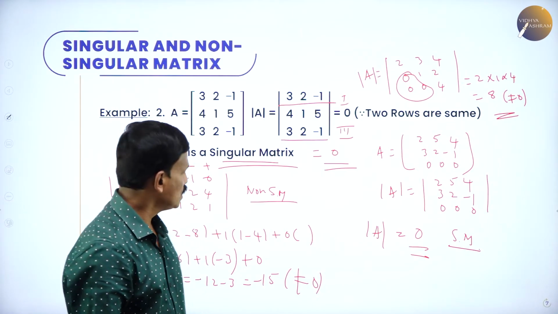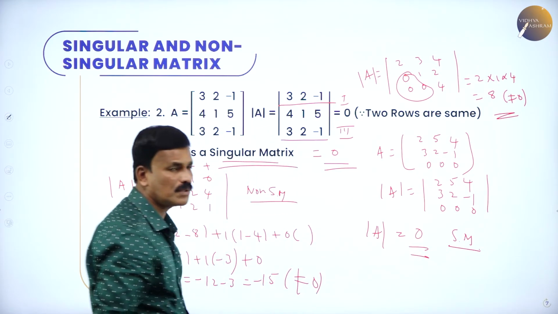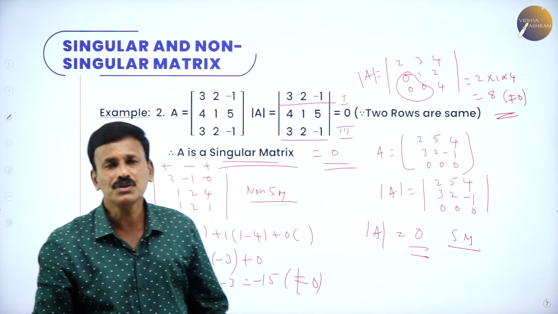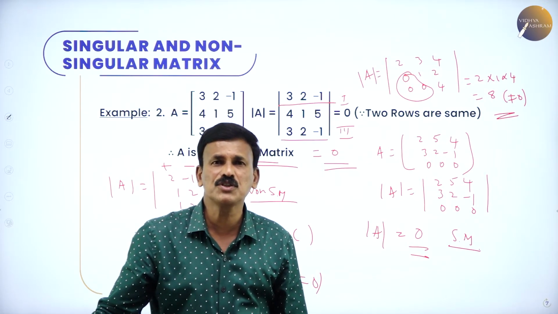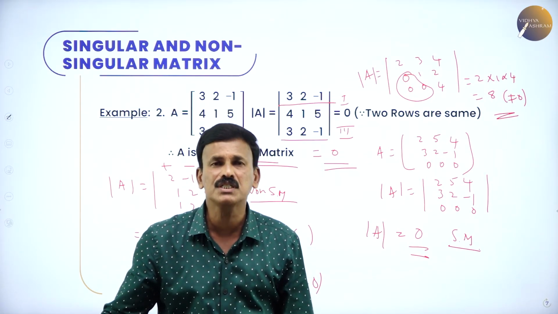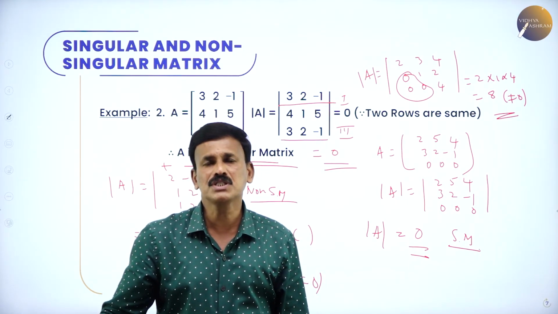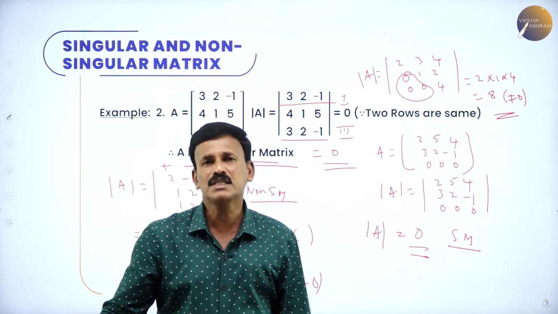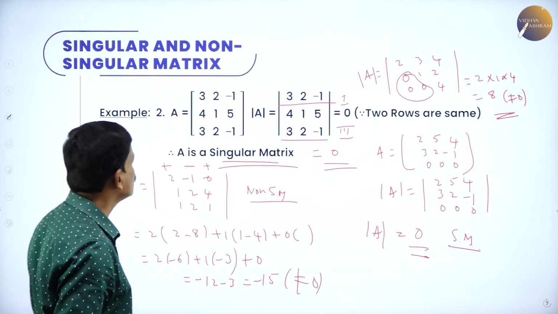Non-singular matrix. This is non-singular. This is also non-singular, whereas this is a singular matrix. Now it is clear. If the determinant of A is equal to 0, it is called a singular matrix. If the determinant of A is not equal to 0, then it is called a non-singular matrix. That is regarding singular and non-singular matrices. Now let us discuss a few more problems based on singular and non-singular matrices.